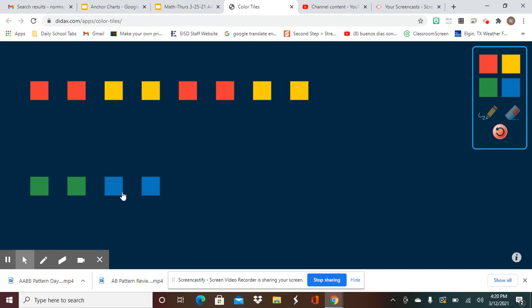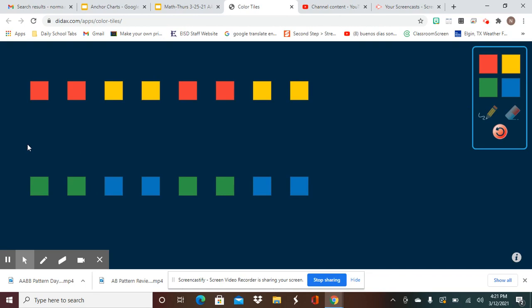So green, green, blue, blue. What's next? If you said green, green, you are correct. Okay, so we have green, green, blue, blue, green, green. What's next? Is it going to be red, red, or blue, blue? Blue, blue, right? There's no red over here, so it's going to be blue, blue. Okay, good job.